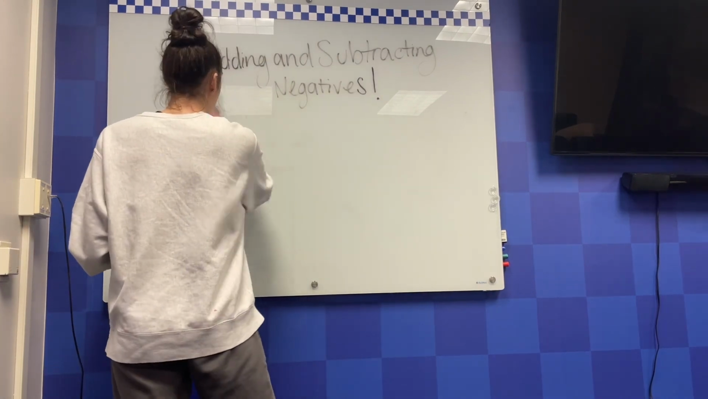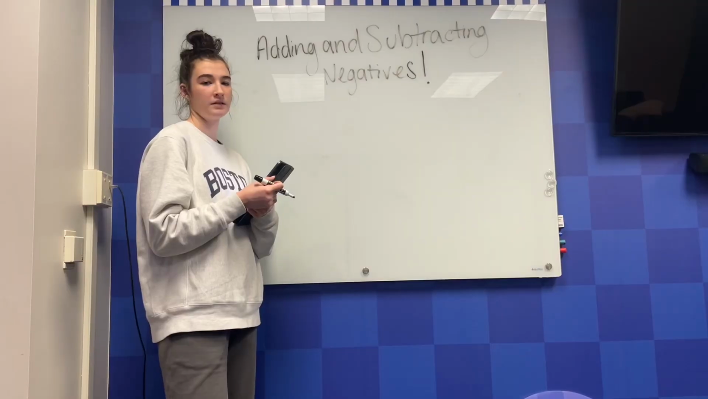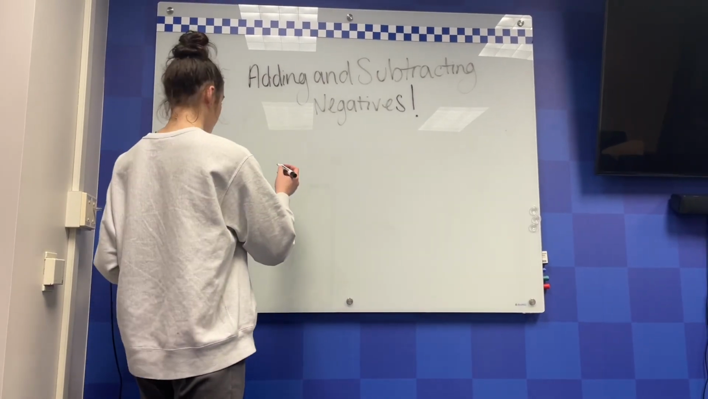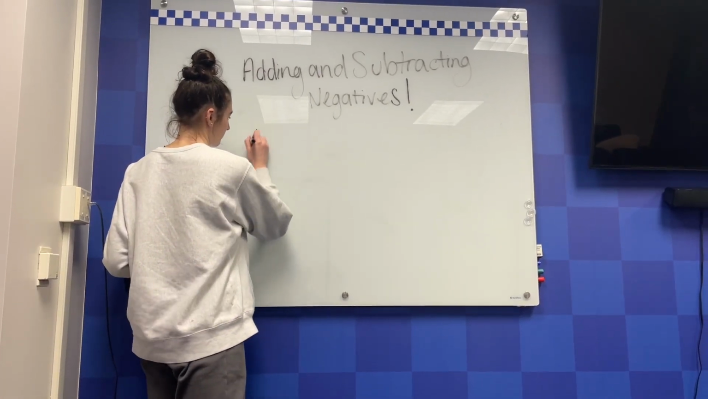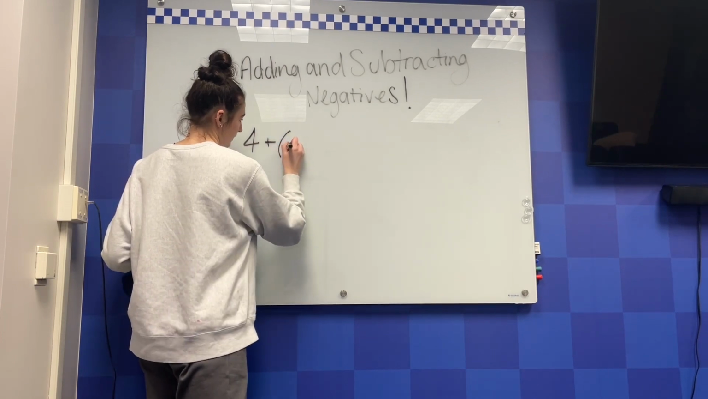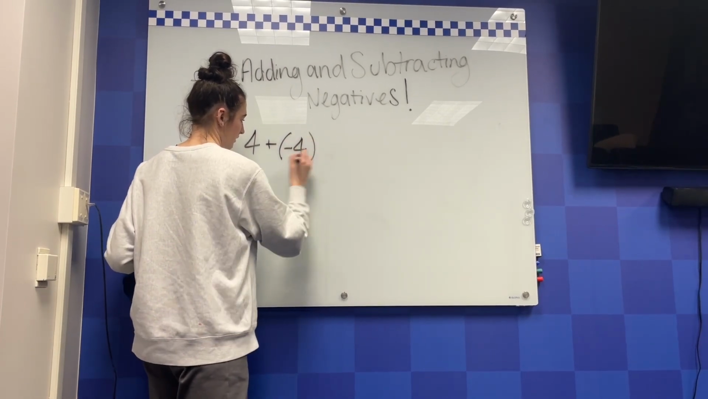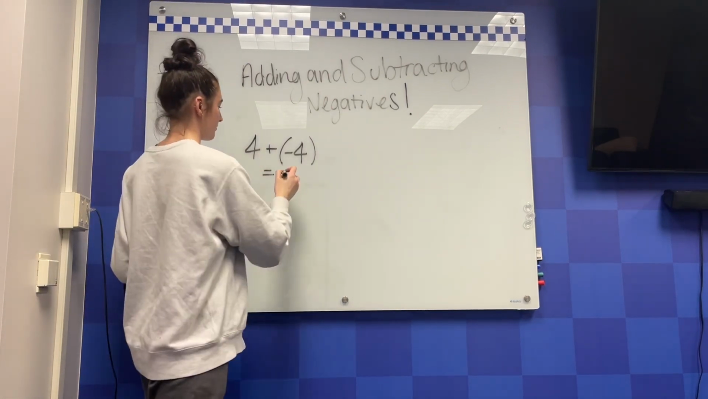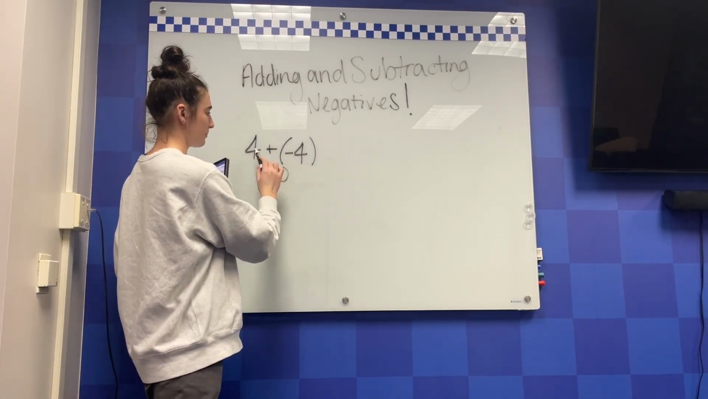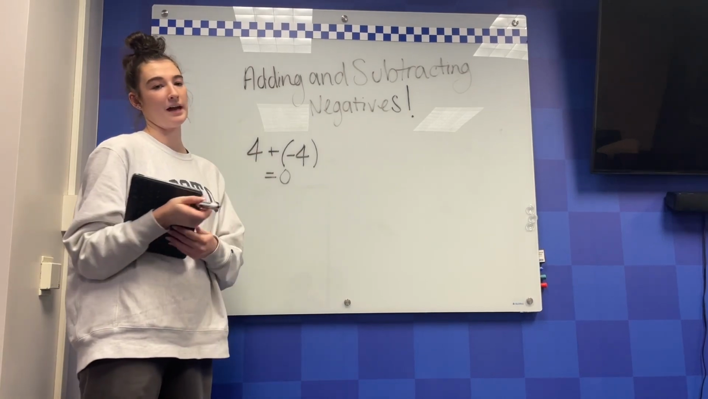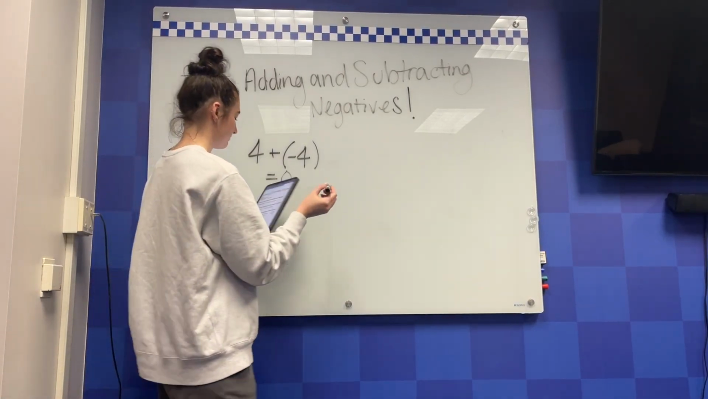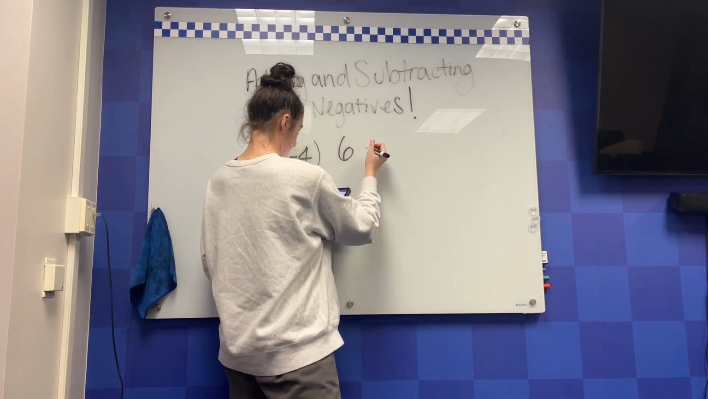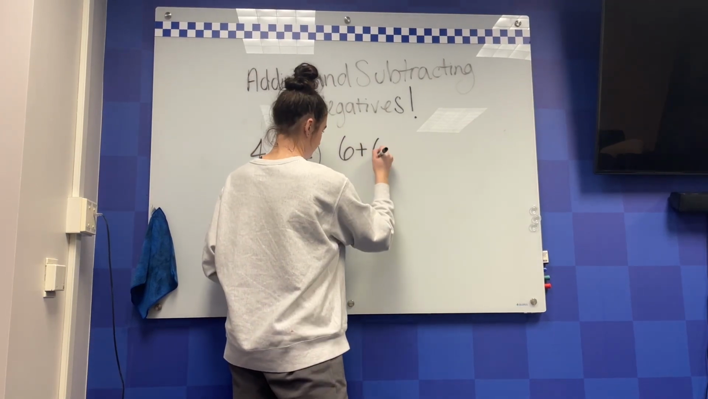So let's do some problems together. Okay, so let's start by just practicing our rules. We're not going to solve any problems. But the first one is going to be 4 plus -4. So we know this one, no matter what, would equal 0. If the same number is a negative and a positive and you add them together, no matter what, it's going to be 0.